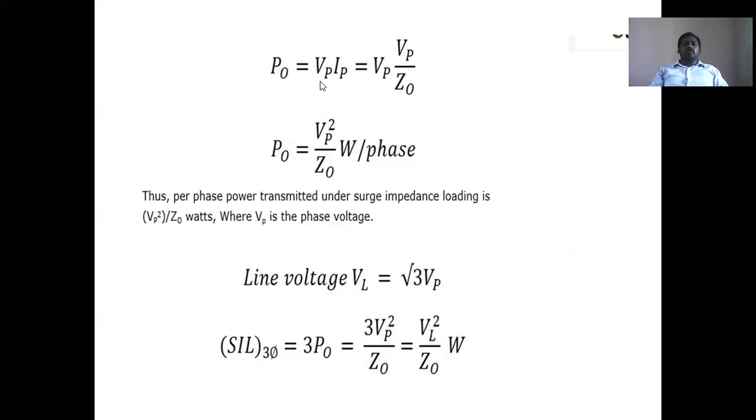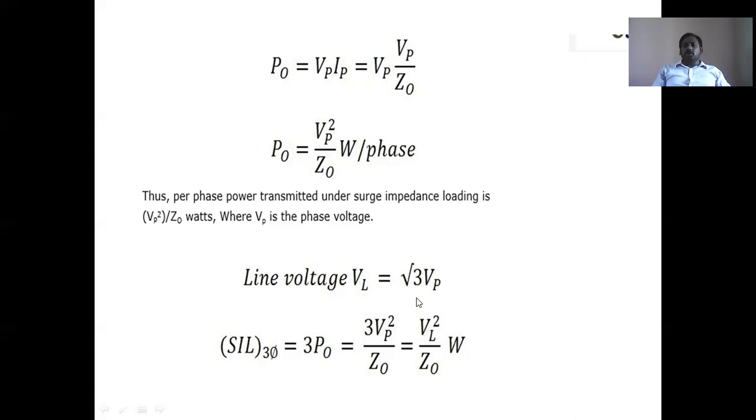So P0 is equal to Vp into Ip. Vp is equal to Ip into Z0, so Ip is equal to Vp by Z0. Substituting here, P0 is equal to Vp square by Z0 watts per phase. This is the per phase value. But for 3 phase, the line voltage VL is equal to root 3 into V. The 3 phase surge impedance loading is 3 into the single phase value, that is 3 into P0, which is 3 into Vp square by Z0.